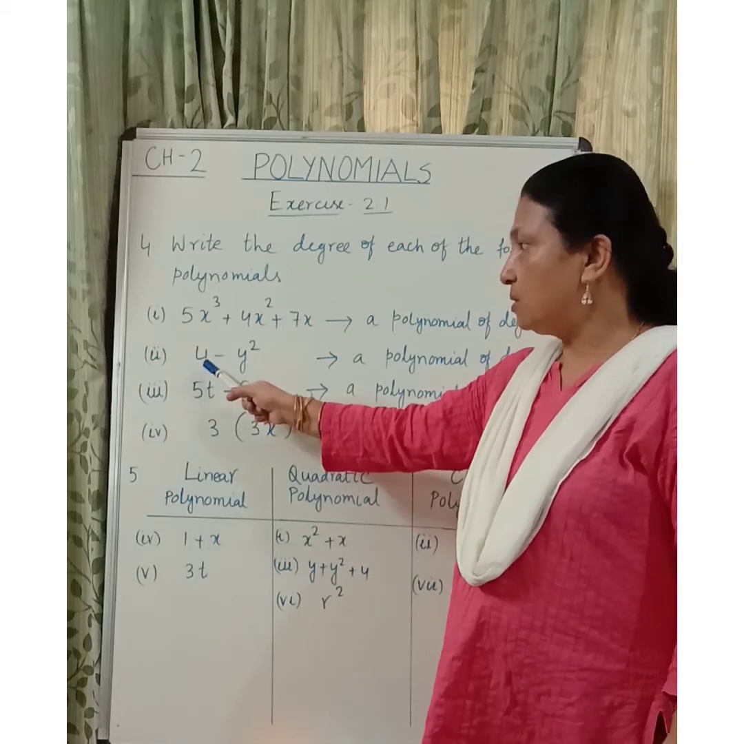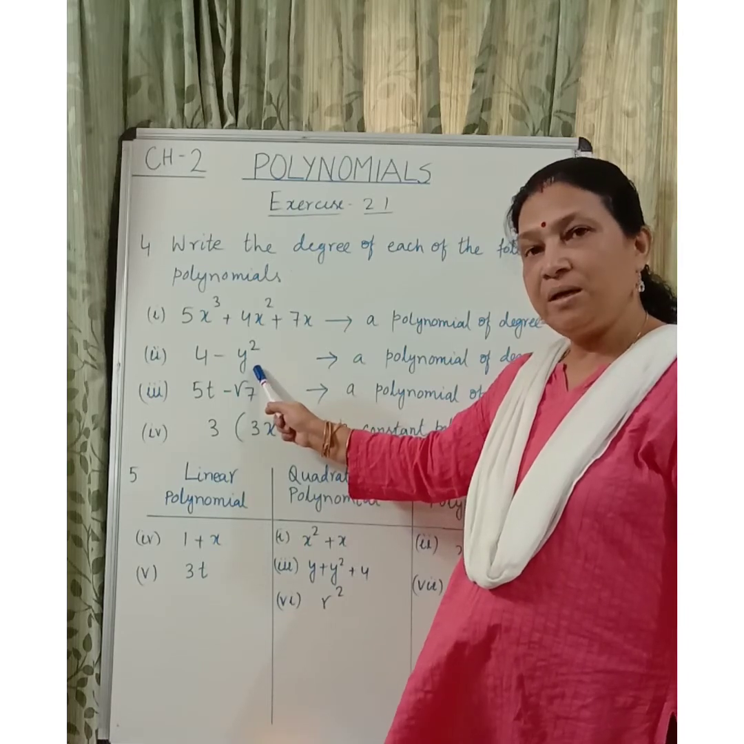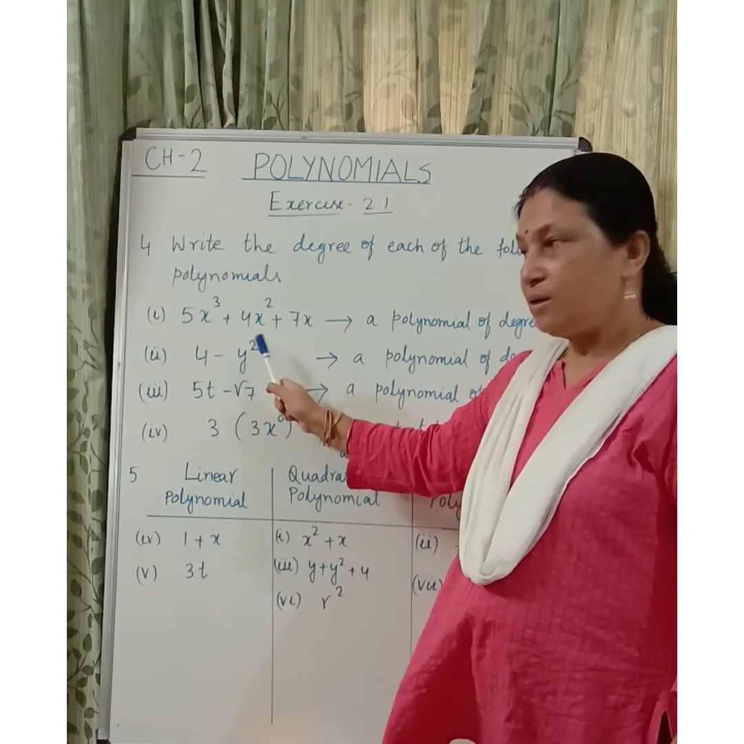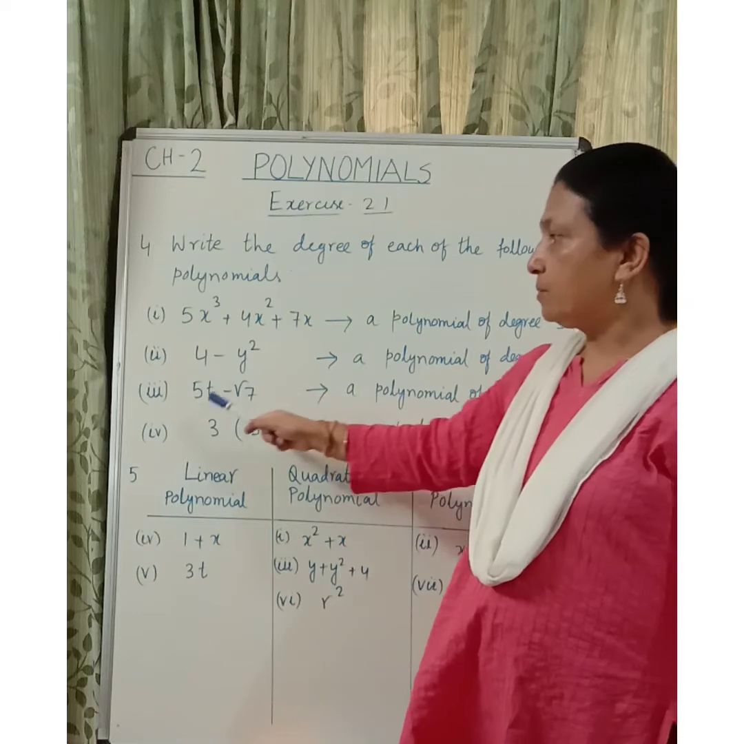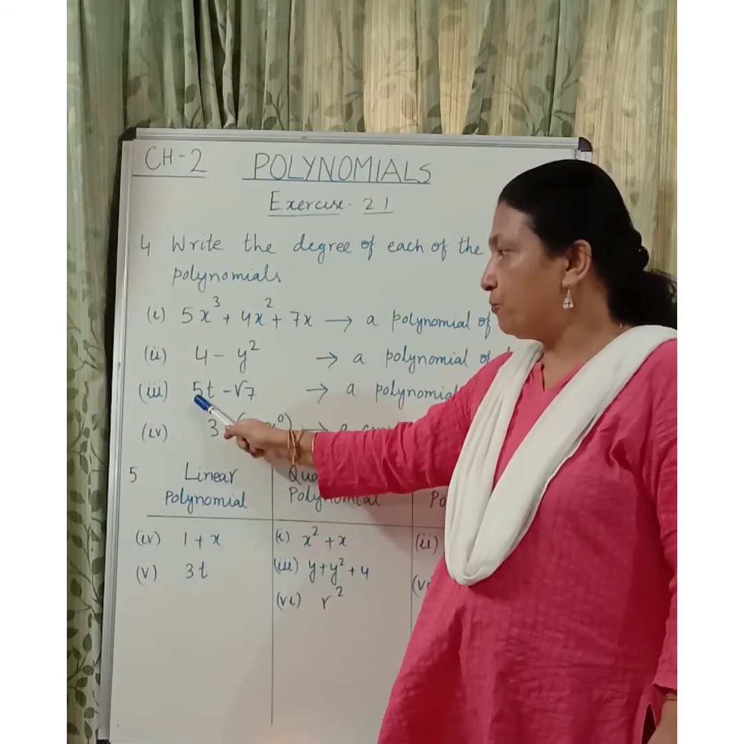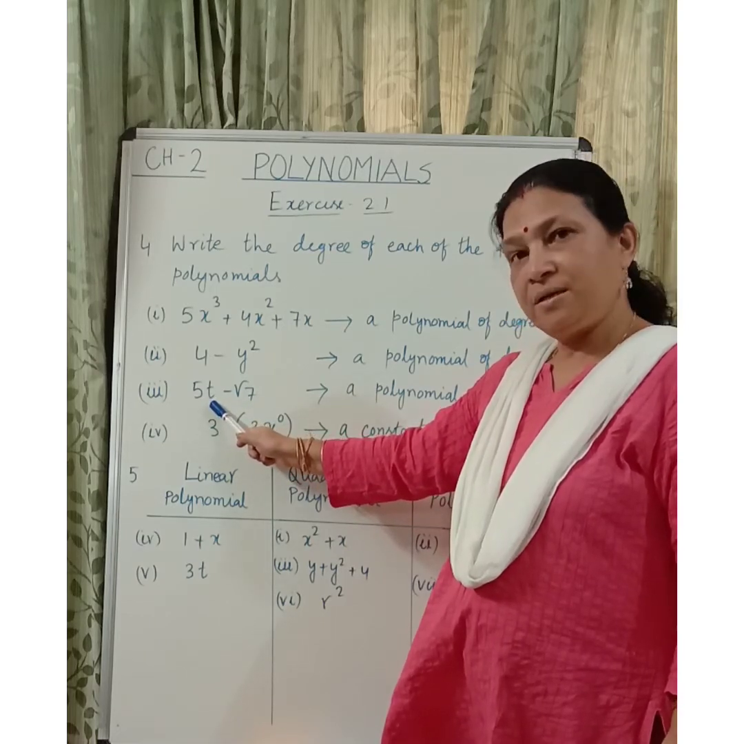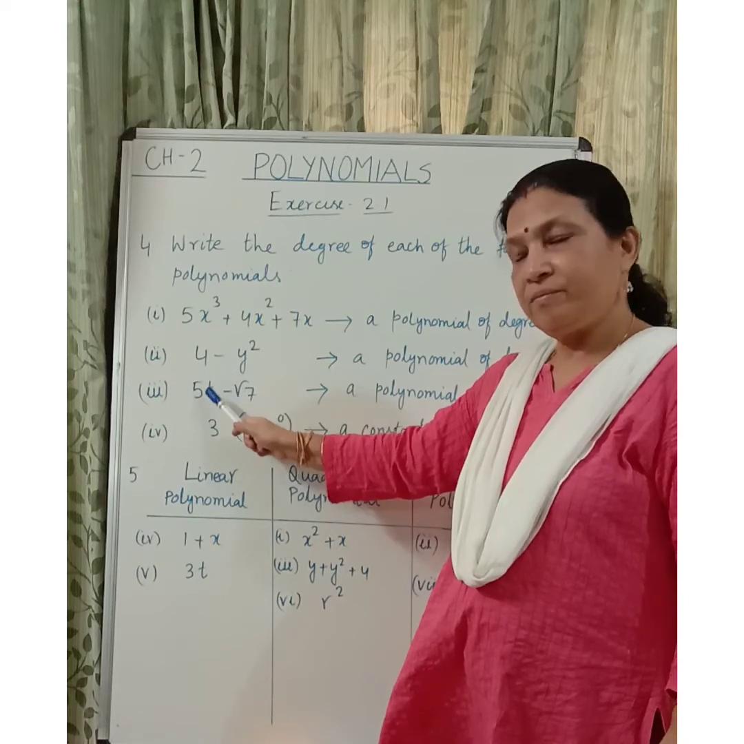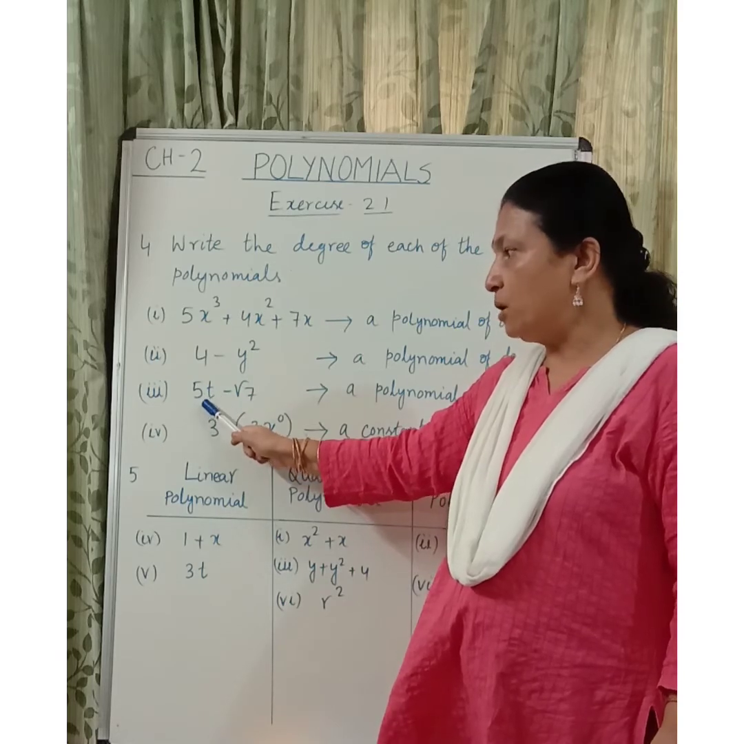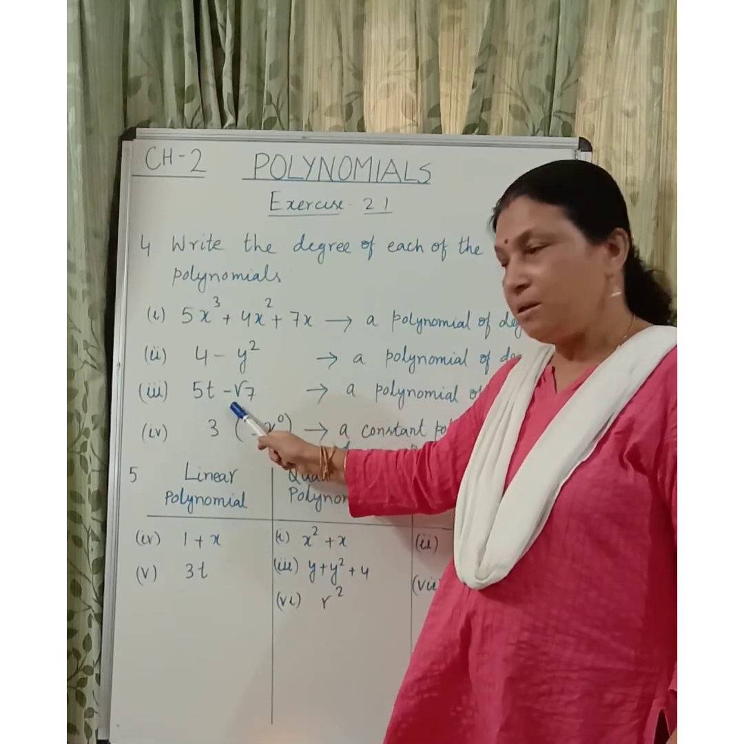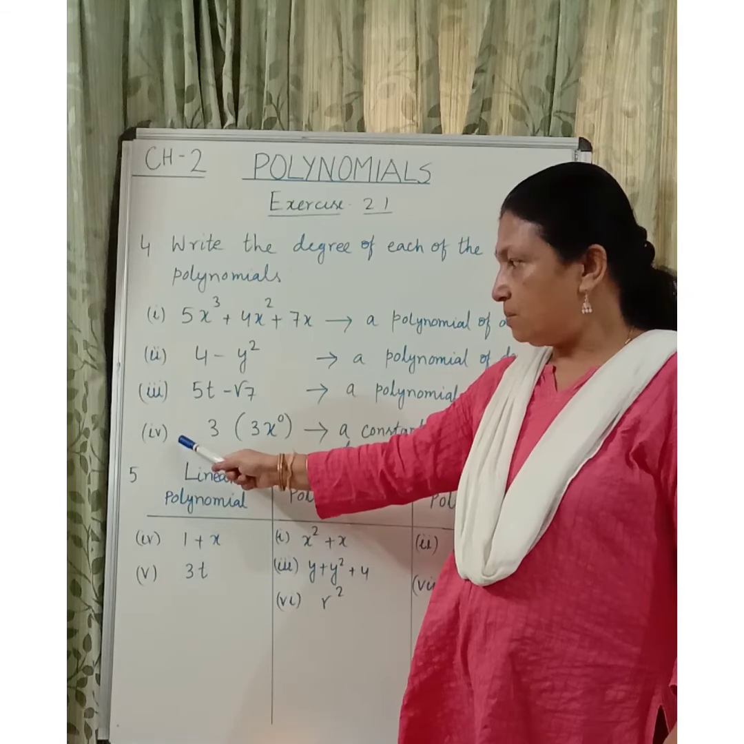The next question, 4 minus y square. Two terms are there. Y is the variable and y has power 2. So it is a polynomial of degree 2. Third part, 5t minus root 7. Variable used here is t and t has power 1. Normally that is omitted. It is written as 5t or 5x and so on. So what is the degree of this polynomial? Degree of this polynomial is 1.